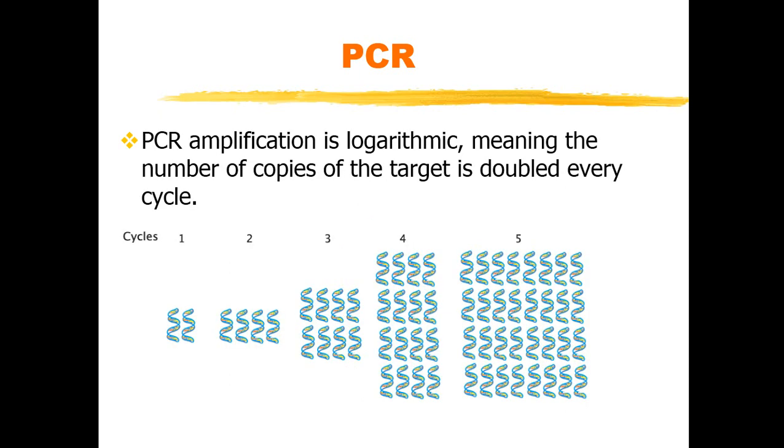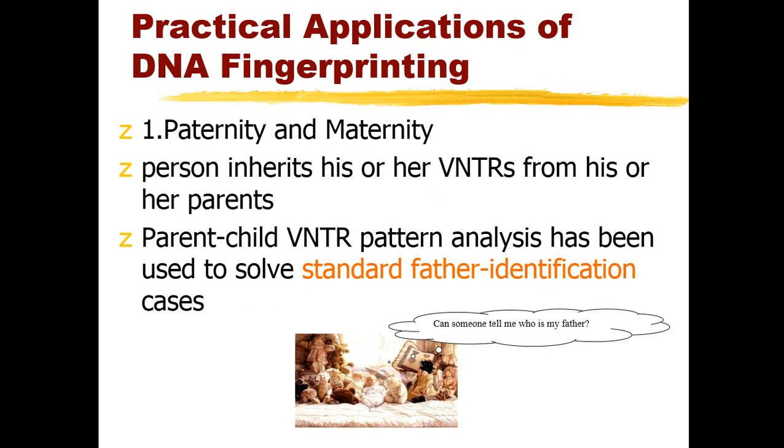The number of PCR products can be calculated using the formula 2 raised to n. n is the number of cycles that are performed. If you have performed 30 cycles, how many amplified DNA molecules will you get after 30 PCR cycles? You can calculate it by 2 raised to 30. Okay.